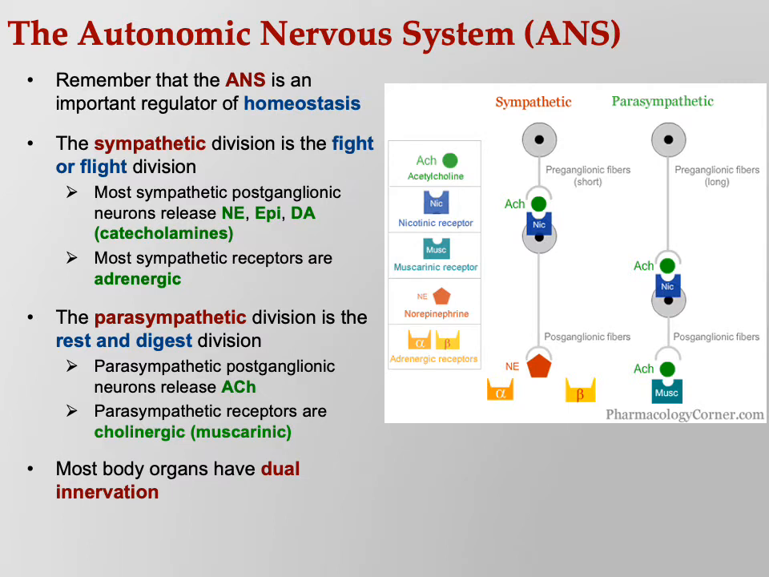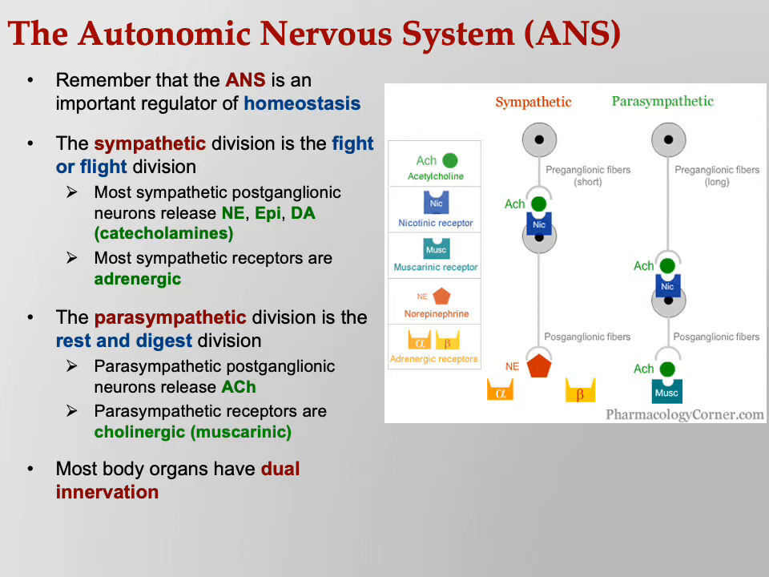Remember then also that most body organs have dual innervation. What does that mean? It means that there's both a sympathetic nerve and a parasympathetic nerve going to the organ. Think about it. The sympathetic nervous system has to be able to speed up your heart. The parasympathetic has to be able to slow your heart down to get it back to normal. Therefore, there has to be both a sympathetic and a parasympathetic nerve going to your heart. Same with the lungs. Sympathetic nervous system opens up your lungs. Parasympathetic nervous system closes them down. Your pupils, remember, sympathetic dilates your pupils, parasympathetic constricts your pupils.